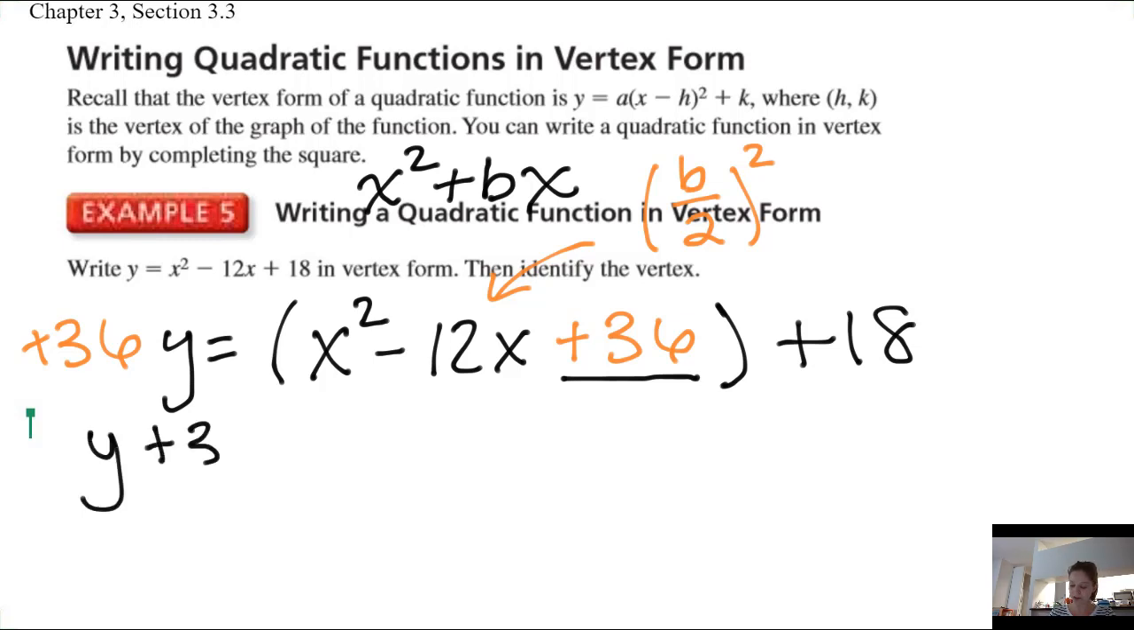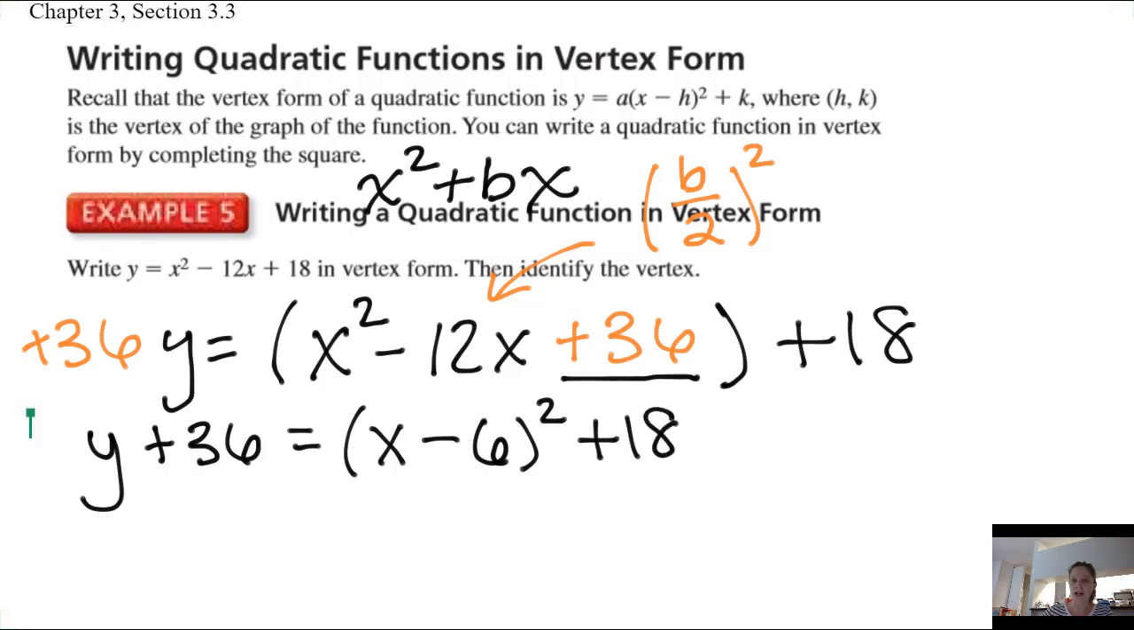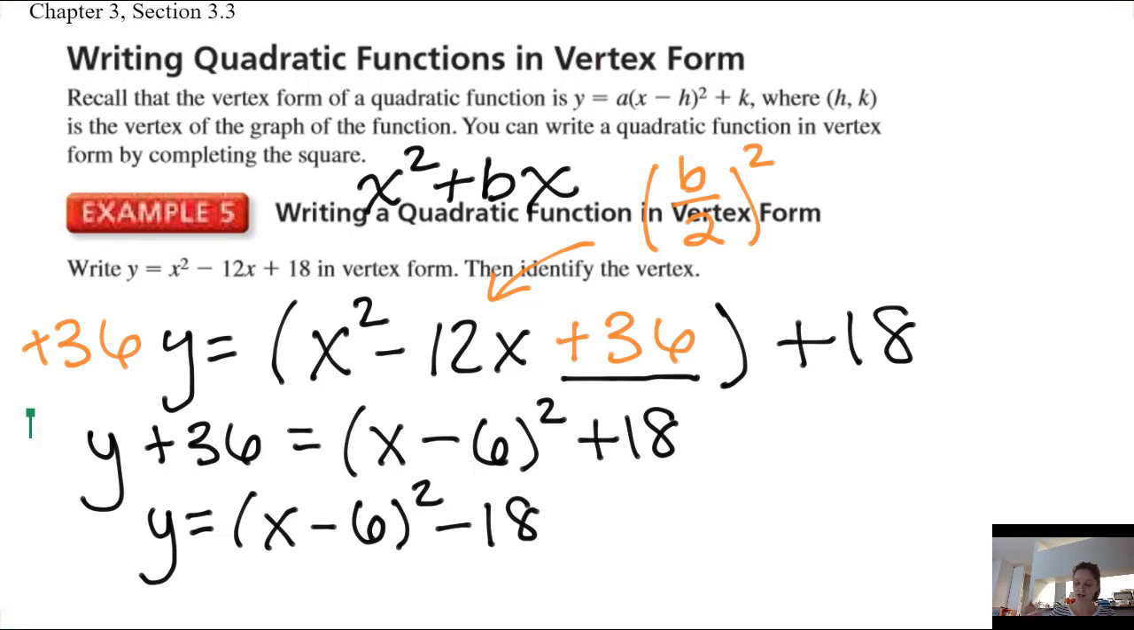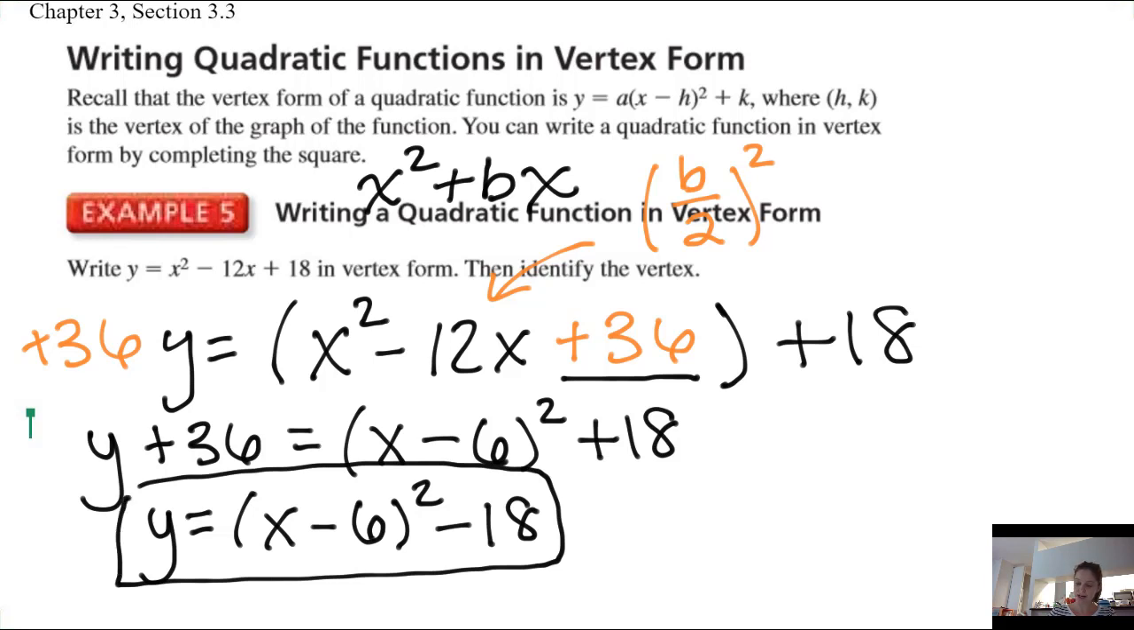We have y plus 36 equals, I can now rewrite this as (x minus 6) squared plus 18. Now subtract the 36, so I've got that y equals (x minus 6) squared minus 18, right? 18 minus 36. Here is the function in vertex form, and the vertex is (h, k). The vertex h is 6 and k is negative 18. Remember that h is what's subtracted, x minus, there's the h value, and then k is what's at the end, negative 18.